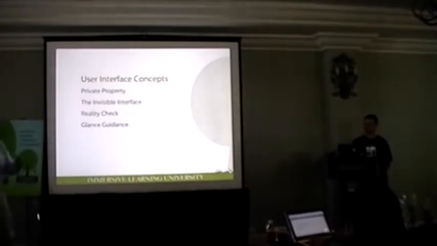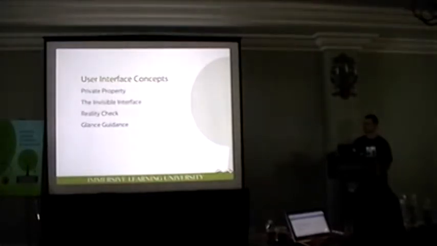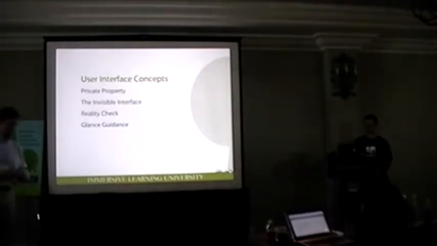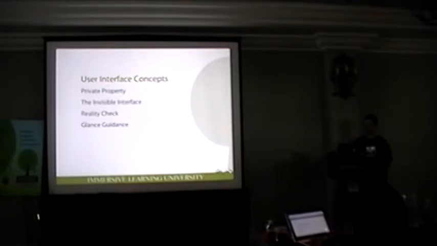You know, the things outside of the virtual world that maybe house your feedback, your navigation, buttons, things of that nature. For some reason, second only to storyboards, I feel like that's a problem area. I have a checklist that I go through in my head when I'm reviewing user interfaces. And it's 4 phrases. The phrases are private property, the invisible interface, reality check, and glance guidance.